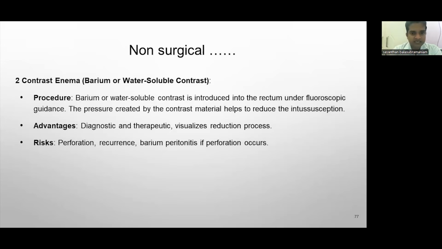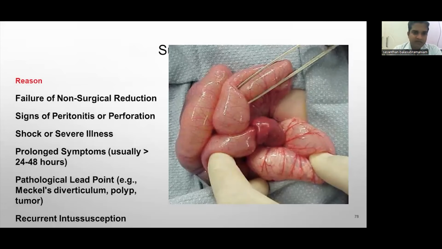Suppose that has failed, some centers will practice contrast enema, because there are two benefits: contrast will push the intestine and release the intestinal obstruction, as well as clearly visualize through the fluoroscopy. If that also fails, we can go for surgical management.